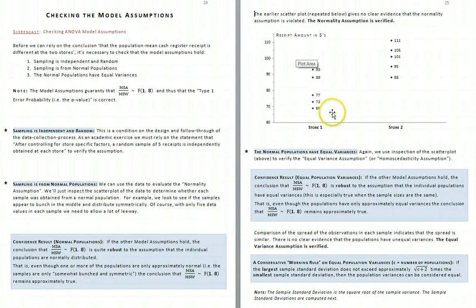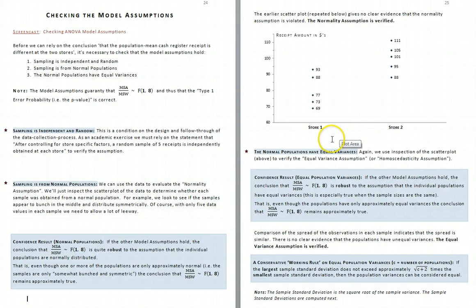That is, unless the data shows major gaps, and this really isn't major, or a definite lack of symmetry, it's okay to assume that the data has been obtained from a normal, at least an approximately normal distribution. Given this scatter plot, we'll assume the normality assumption is verified.